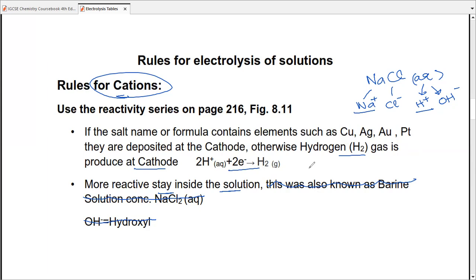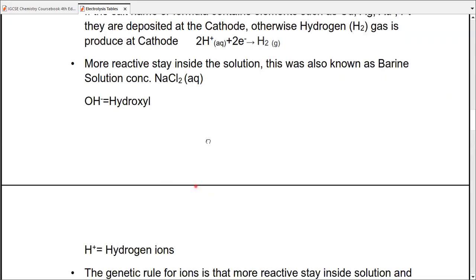So the tip is pretty easy. If you have these four elements as a part of the name of the salt or the formula, they will form at the cathode. Otherwise, for all the elements, hydrogen is going to form with this specific reaction. So you need to memorize this reaction. Okay. Moving on.